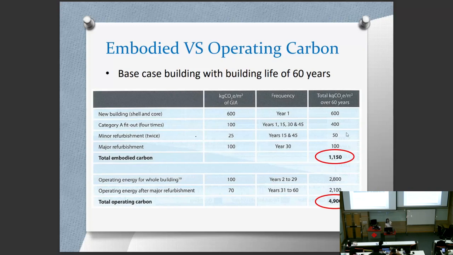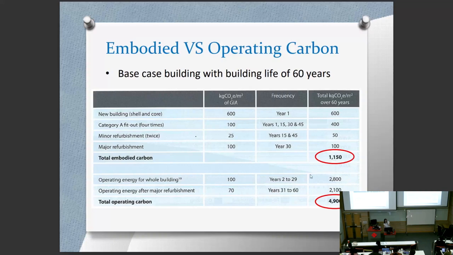All right. And then we have the operating carbon, right? In this lesson, the author proposed a benchmark of 100 kg of carbon dioxide equivalent per square meter. For this table, it assumed that the operating carbon will stay the same, 100, from year 2 to year 29. But after major refurbishment, maybe they have upgraded the system, and the new system is more energy efficient, such that the operating carbon will be lower, like 70.